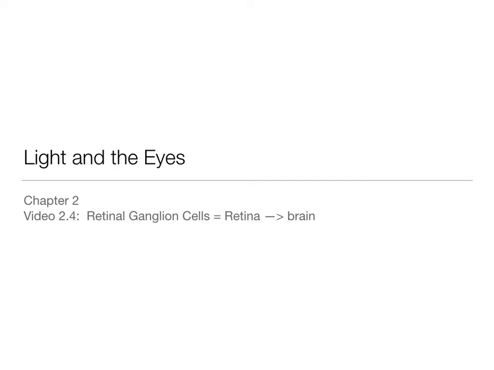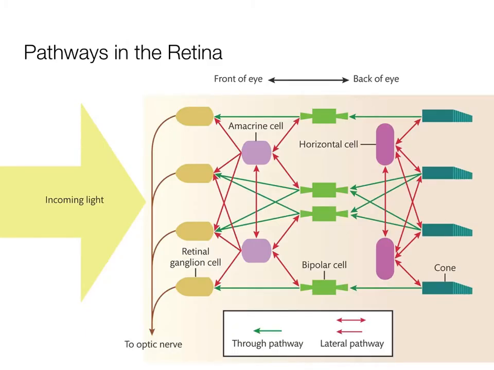Hi, Dr. Atchison here, and this is our fourth video in Chapter 2, and now we're going to be talking about retinal ganglion cells specifically. So this is a different image of the pathways that I showed you earlier. This is an image from your book.